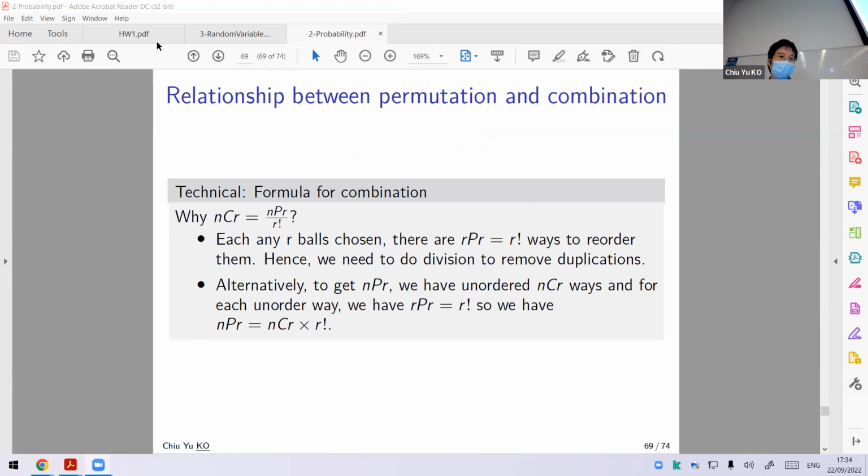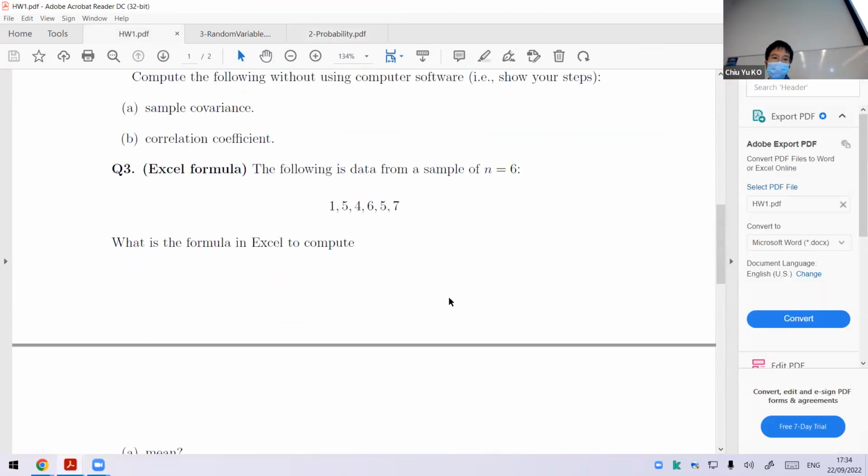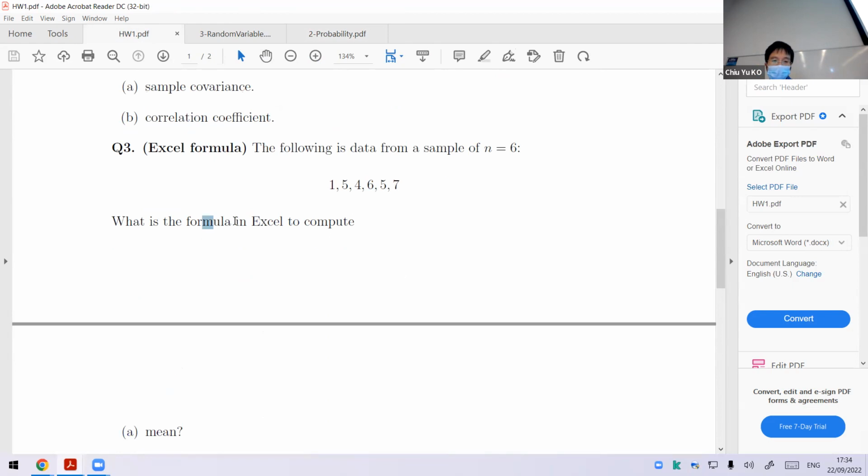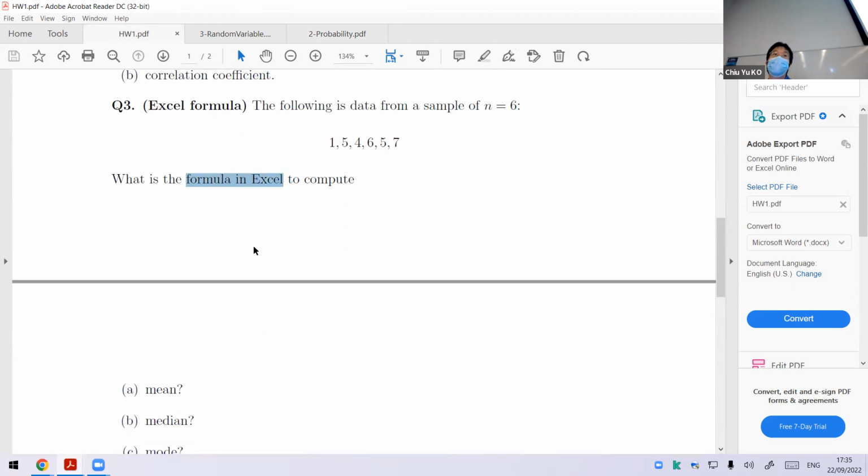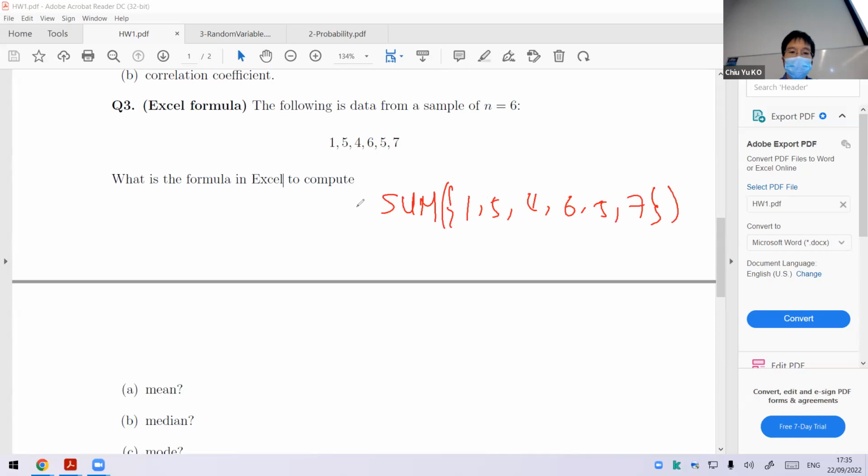So one more thing I want to talk about is that some of you were doing the assignment during the break, and some of you asked me how to do question 3. Basically, I just need the formula. Okay, so suppose you want to calculate the sum of this. You can simply write the sum 1, 5, 4, 6, 5, 7. Remember the equal sign, then that will be the answer if you want to calculate the sum. Of course, you don't need to; I don't need the answer. This is the formula. Is that clear? Is that okay?